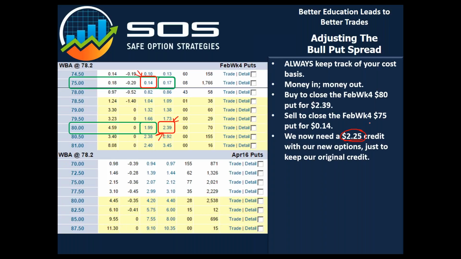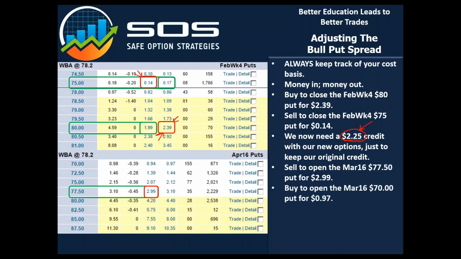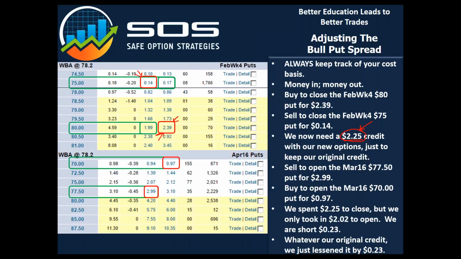As long as we can get $2.25 or more in the new option, that's the total credit in the new options that we're opening, our original net credit that we took in is the same. So in this case, if we sold to open the March 77.50 and we bought to open the March 70, we end up a little bit short, right? In this case, we could take in a credit of $2.02 to open, but that leaves us 23 cents shy of a break-even roll of this trade. Does that make sense?